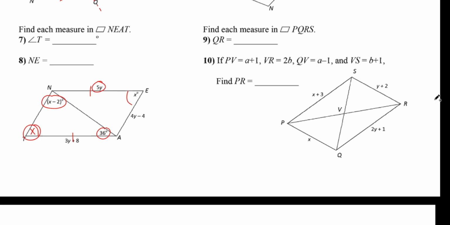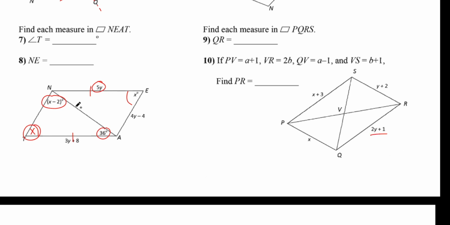Find each measure in this. Okay, so find QR. That's this right there. So what are we going to have to do? Now, this one's a little trickier. The math is a little trickier on this one. This is what I got to find: that 2y plus 1. So I got to find y, don't I?